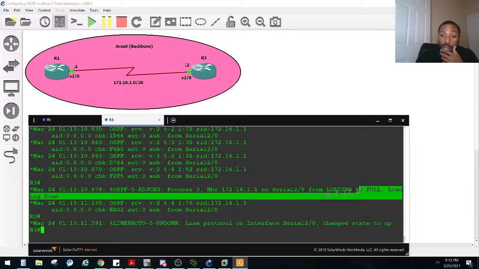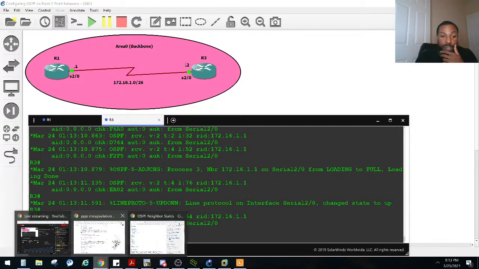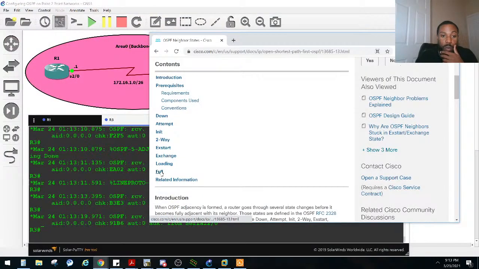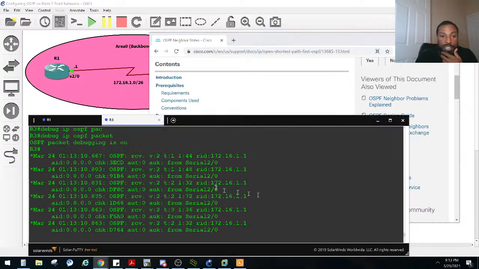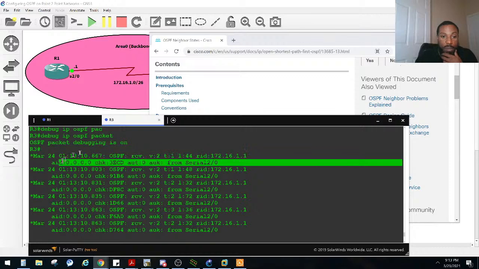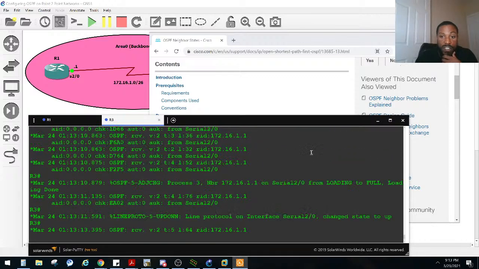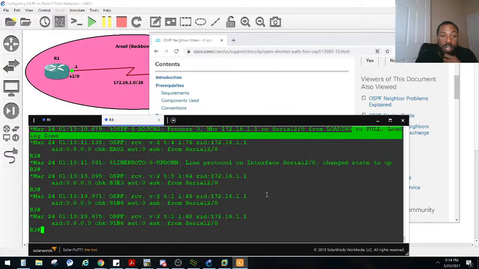See, it went from loading to full. Remember what we said about those states, right? Loading to full is where it went to. And that was pretty much it. That's all it gave us. Interesting. But we received an OSPF message there. That interface came up. It went from loading to full. But I wanted to see init and all of those other states.